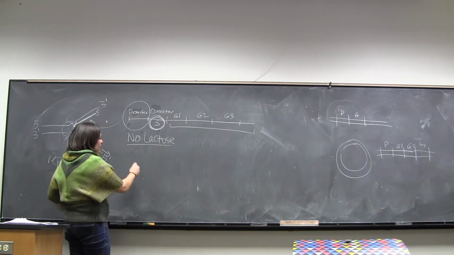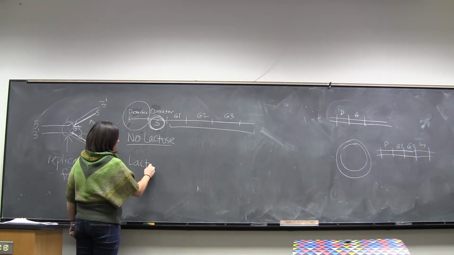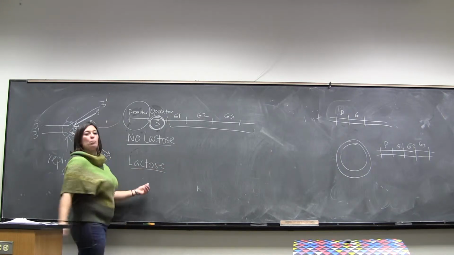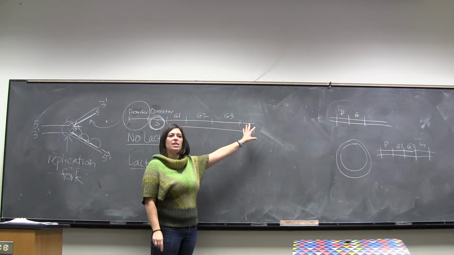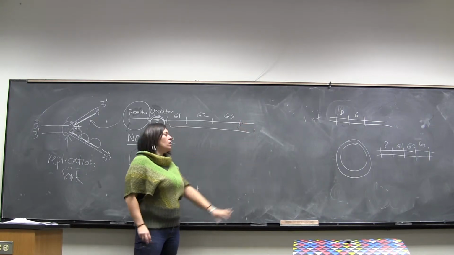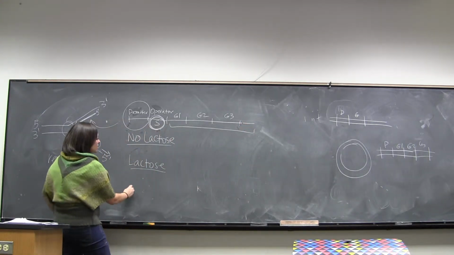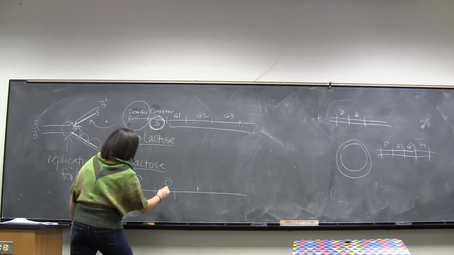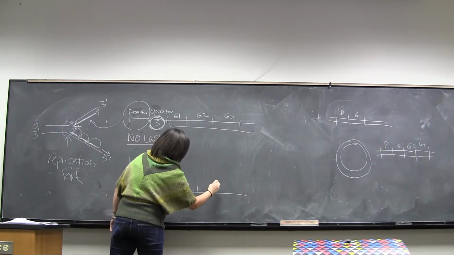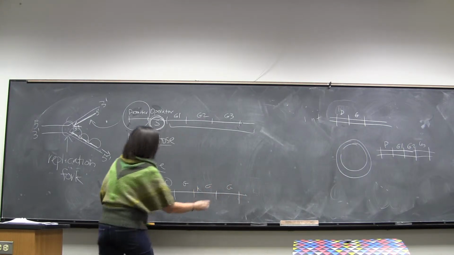Now, if there is lactose present, that means it needs to be broken down, which means we need to turn this on so we can make these proteins that are going to break down lactose. So when lactose is present, do this again: promoter, operator, gene 1, 2, and 3.